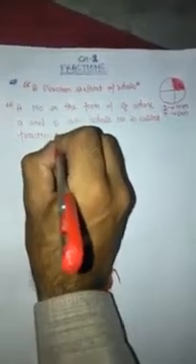Now we are going to discuss one more definition of the fraction. A number in the form of a by b, where a and b are whole numbers, is called a fraction. So we can clear here, a number in the form of a by b.